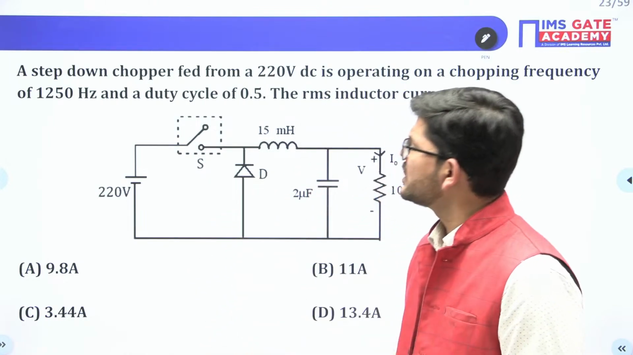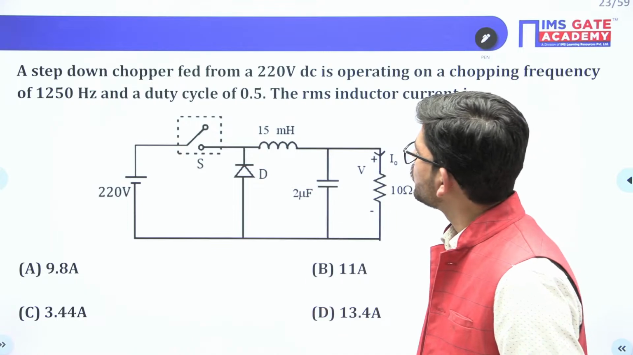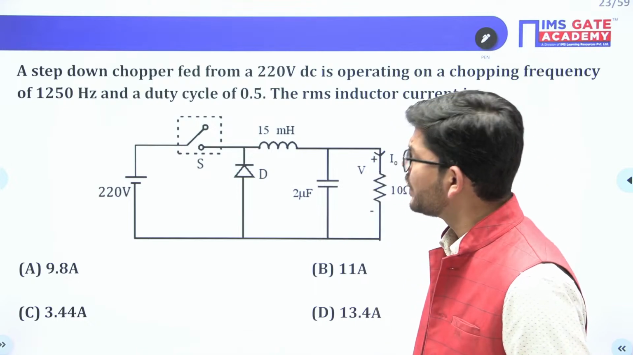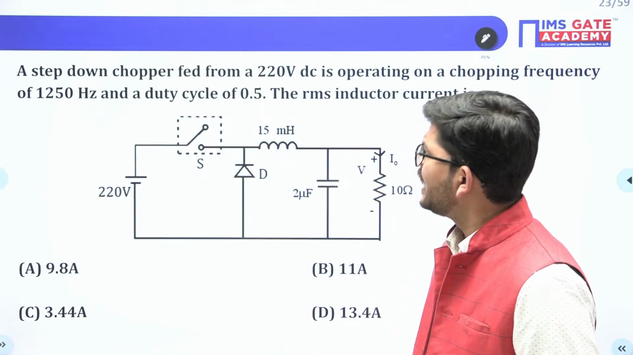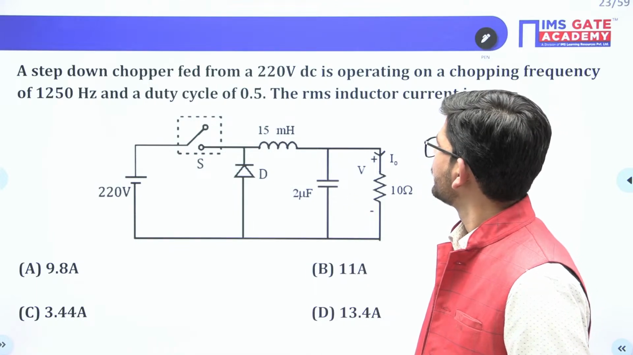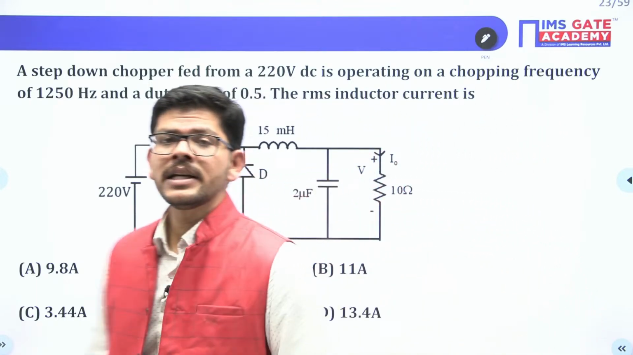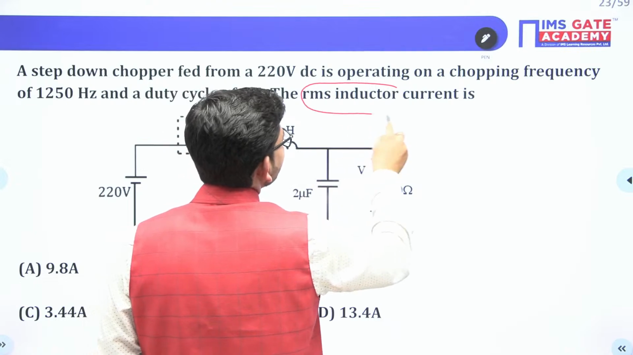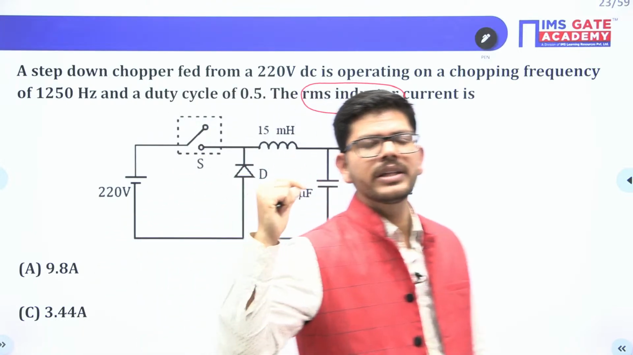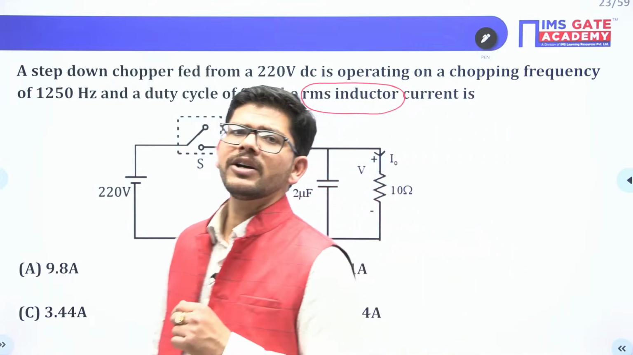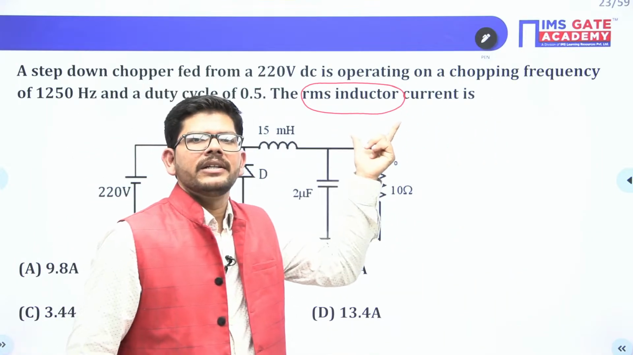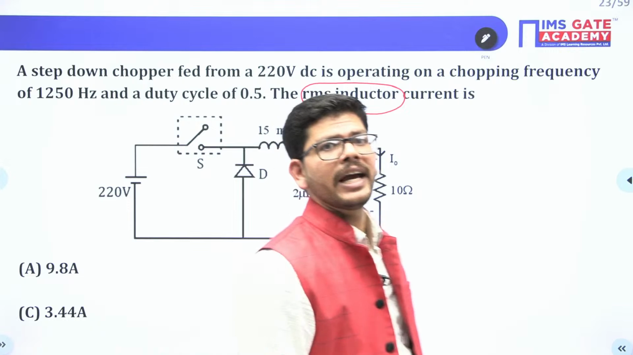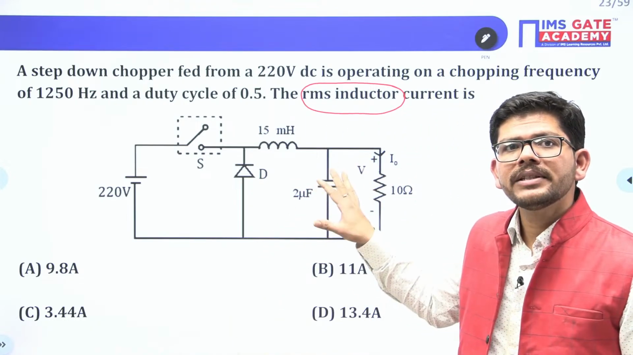What has been asked in this question is: a step down chopper fed from a 220 volt DC is operating on a chopping frequency of 1250 Hz and a duty cycle of 0.5. The RMS inductor current will be, guys, this particular thing has never been asked in the GATE exam. Be ready. Rest everything they have asked, but this particular thing has never been asked in the GATE exam. This particular question which I have designed, be ready, this might be a question in this year's GATE exam. What we have to calculate here? We have to calculate the RMS inductor current.